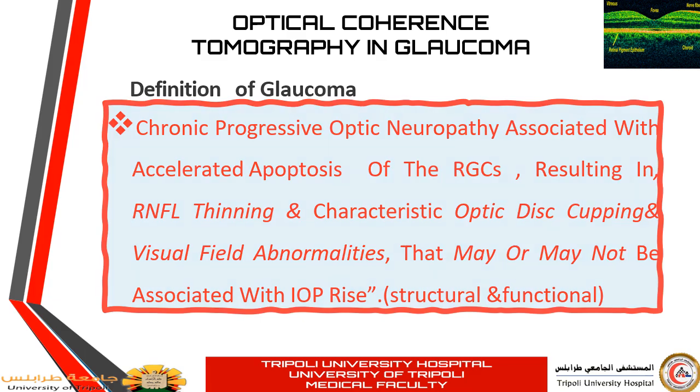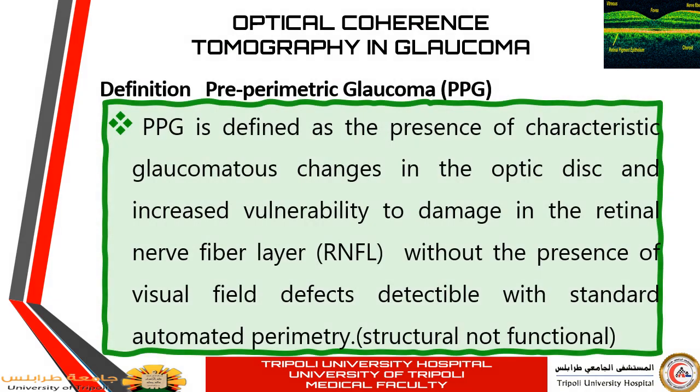The other thing is what's known as pre-perimetric glaucoma. What is the meaning of pre-perimetric glaucoma? This is characterized by the presence of glaucomatous changes in the optic disc and increased vulnerability to damage in the retinal nerve fiber layer, without the presence of visual field changes detectable by standard automated perimetry.